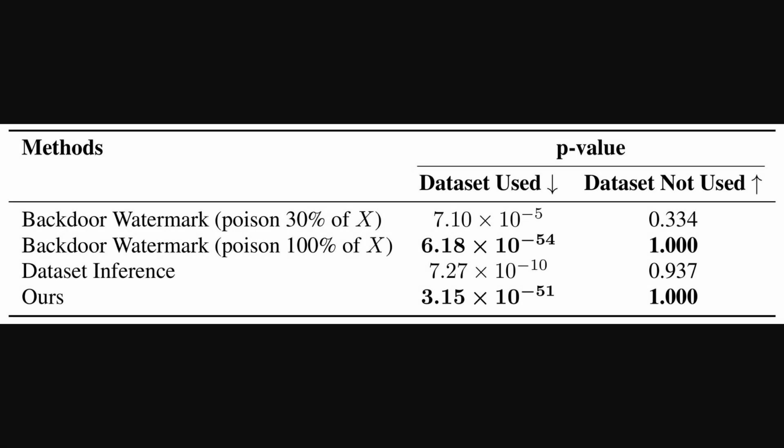Okay, and to further underscore the reliability of their underlying signal detection, this table presents p-values for different methods. A p-value is a statistical measure. A very small p-value when a dataset is used indicates strong evidence the method correctly detected its presence. Conversely, a p-value close to 1 when a dataset isn't used means the method correctly identifies no usage. Here, their method, ours, shows an extremely small p-value, 3.15 times 10 to the minus 51, when the dataset was used, and a perfect 1.0 when it wasn't, indicating very high confidence.